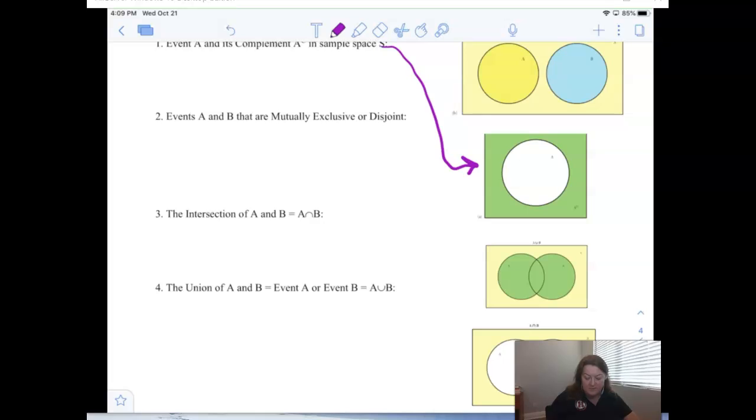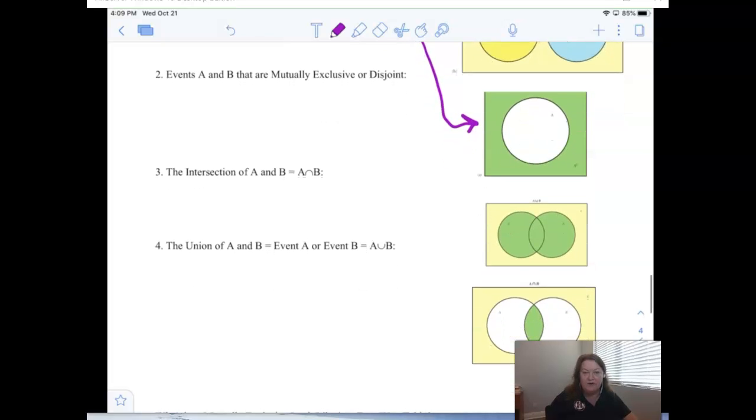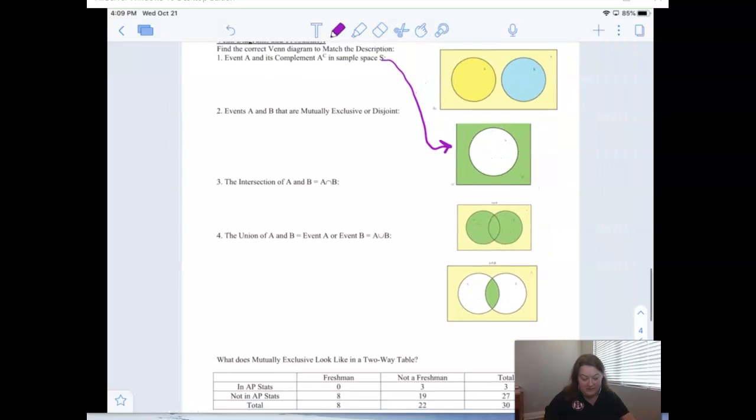Events A and B that are mutually exclusive or disjoint. That means that the two circles do not overlap. So that would be the first one. The intersection of A and B, sad face, A and B. Which one shows A and B where they overlap? That would be this one. And then happy face, A union B, A or B, would be everybody in the two circles is allowed to be invited.